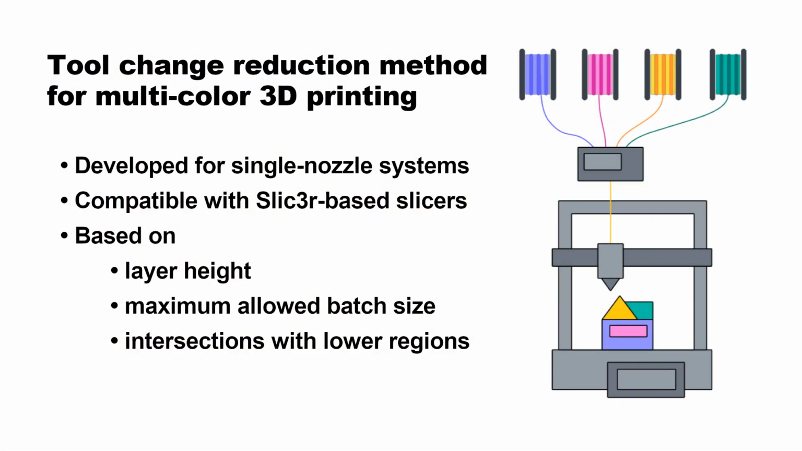The updated slicing and fabrication technique presented here is a tool change reduction strategy for multicolor or multi-material 3D printing designed for single-nozzle systems. It minimizes the number of tool changes by considering the existing layer height, maximum allowed layer batch size, and intersections with lower layer regions.